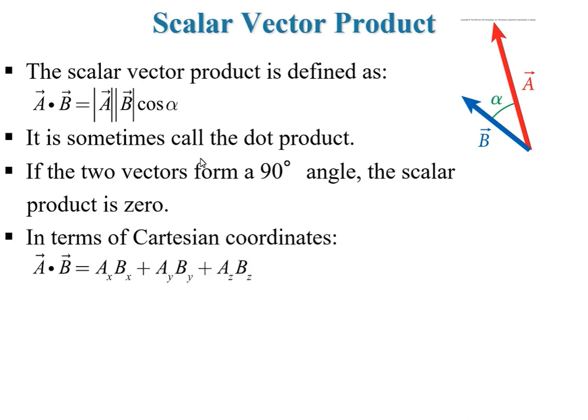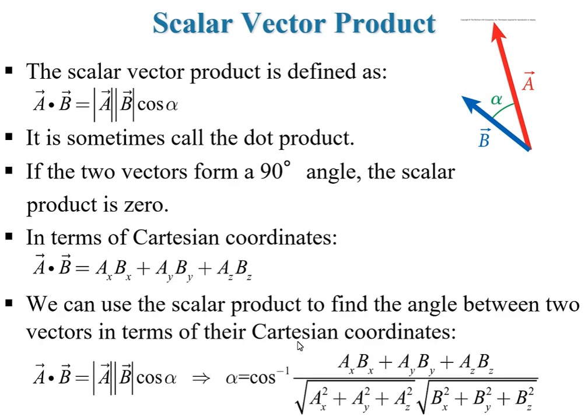So all you do is multiply all the x components, plus multiply all the y components, plus multiply all the z components. We can use the product to find the angle between them. That is the general formula. We are going to elaborate on this, and I will also be sending a video about this.